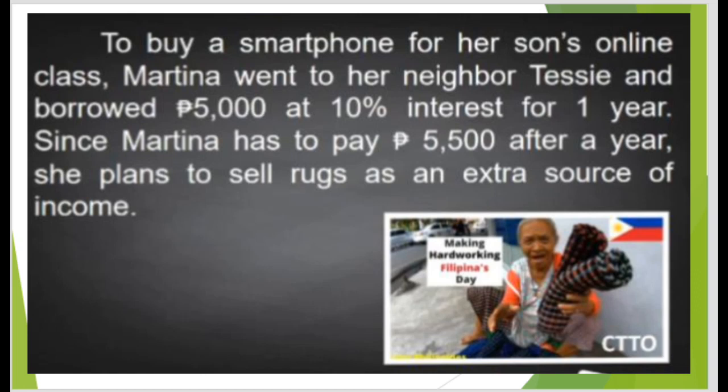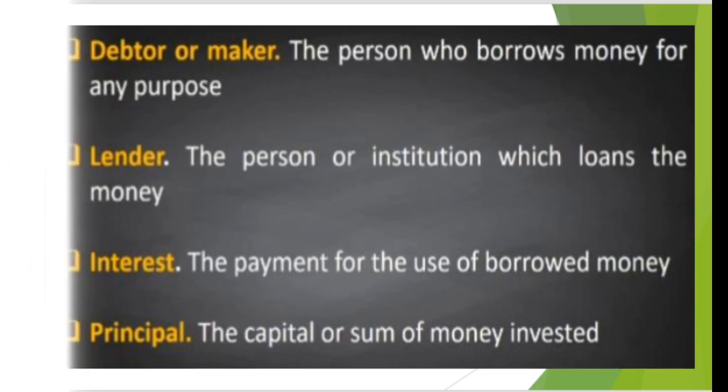Let's take a look at this example. To buy a smartphone for her son's online class, Martina went to her neighbor Tessie and borrowed 5,000 pesos at 10% interest for 1 year. Since Martina has to pay 5,500 pesos after a year, she plans to sell rugs as an extra source of income. To understand the situation, we need to familiarize ourselves with these concepts.